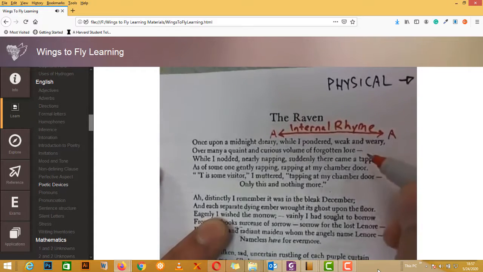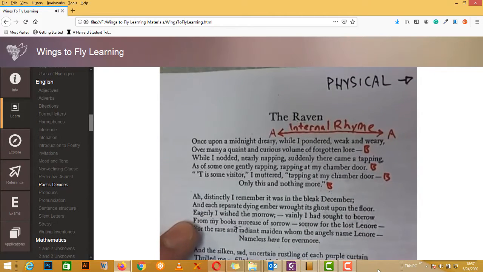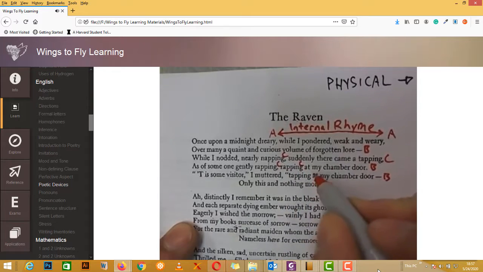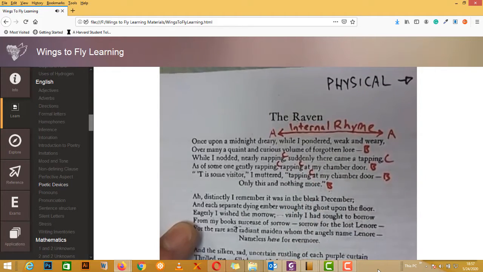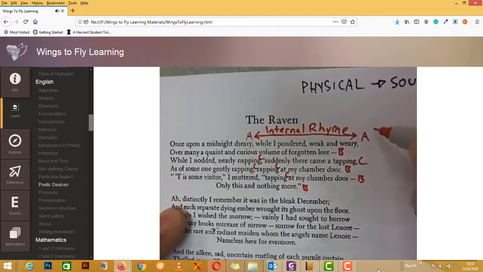The second one we have is lore, which rhymes with door, and door again, and more. So we give that B, because it's the second rhyming word. The third set of rhyming words we have is napping, tapping, rapping, tapping. This is the end rhyme.